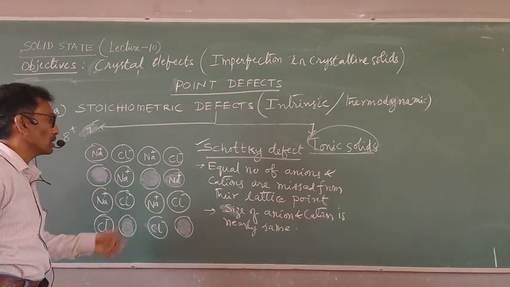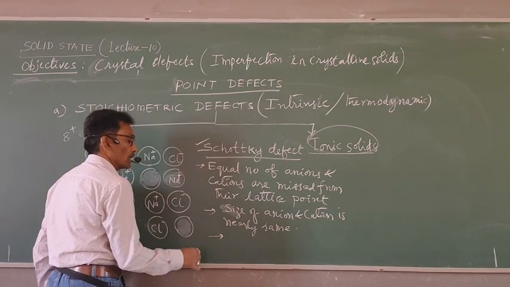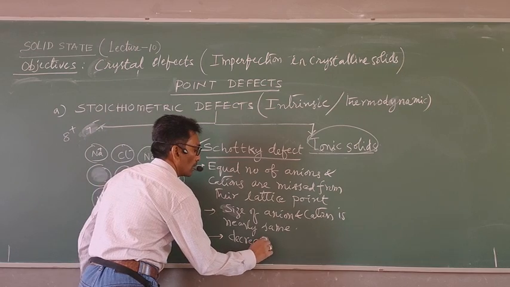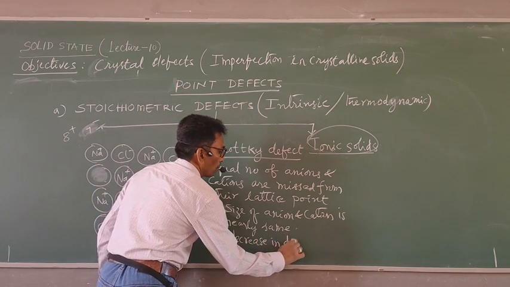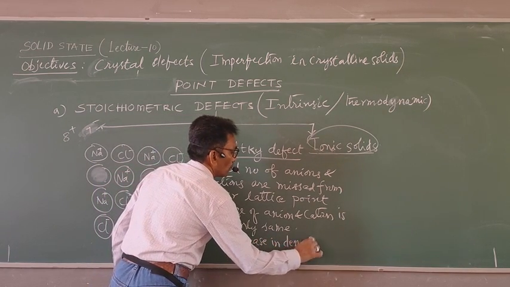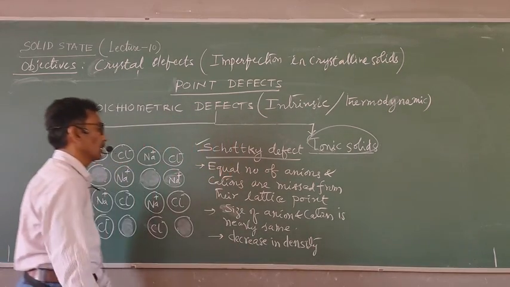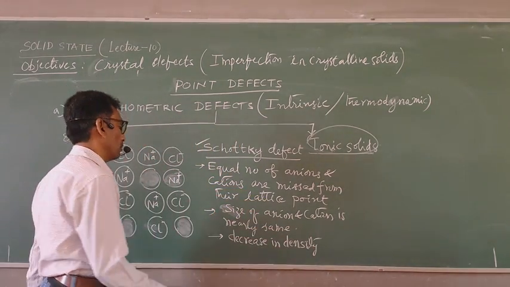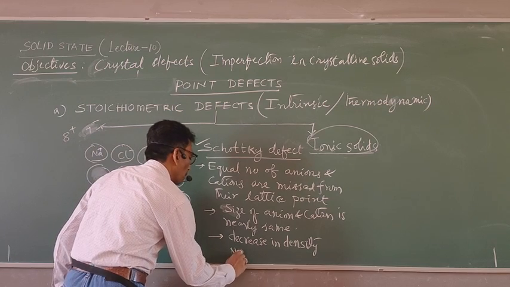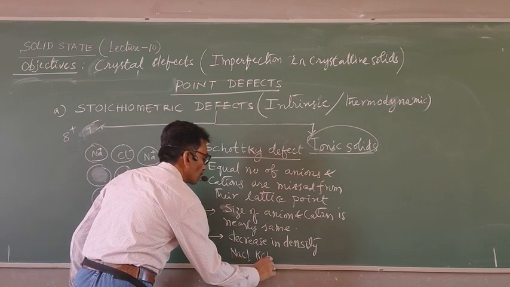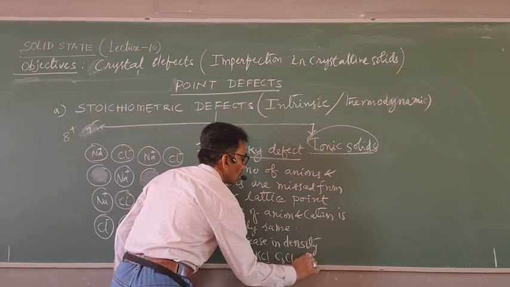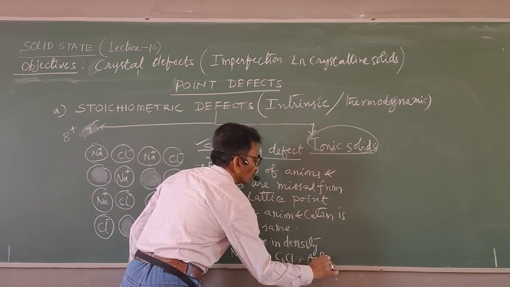What happened to density? Very easy. This leads to a decrease in density. It is shown by which type of crystals? Ionic crystals, where the size of anion and cation is nearly the same. Such examples are NaCl, KCl, cesium chloride, etc., and silver bromide.